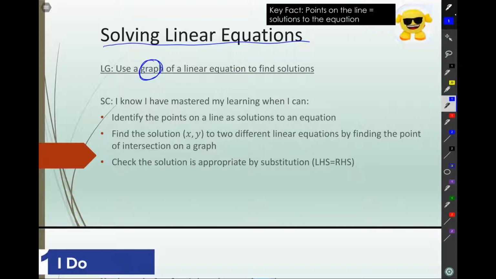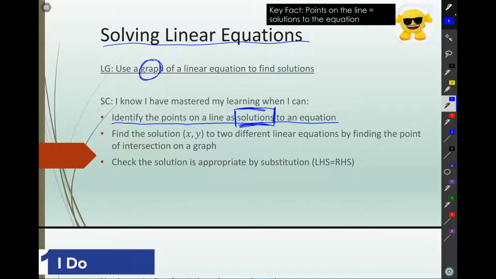So basically, what we're going to be doing in a nutshell is we're finding points on a line, and the points that lie on the line are the solutions. If a point is on a line, it will be a solution to the equation. We'll see exactly how that works in a minute.